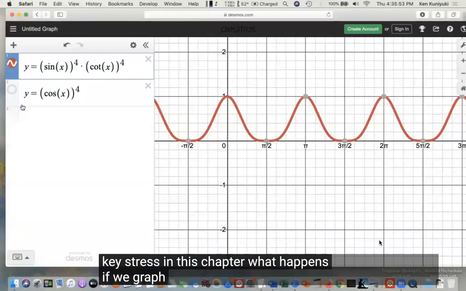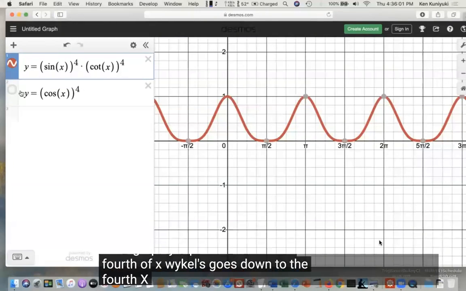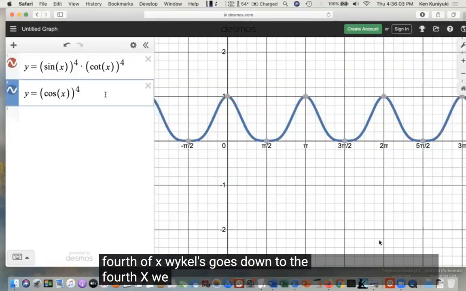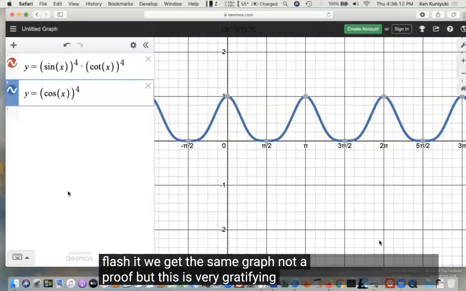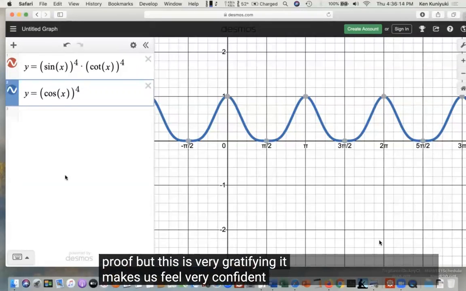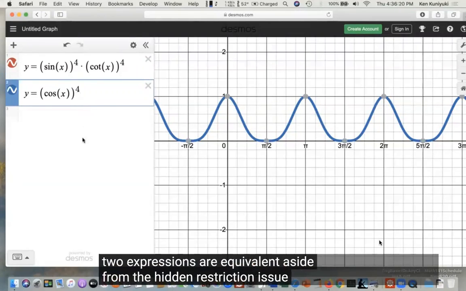What happens if we graph y equals cosine to the fourth of x? We get the same graph. Let's flash it. We get the same graph. Not a proof, but this is very gratifying. It makes us feel very confident that these two expressions are equivalent aside from the hidden restriction issue.